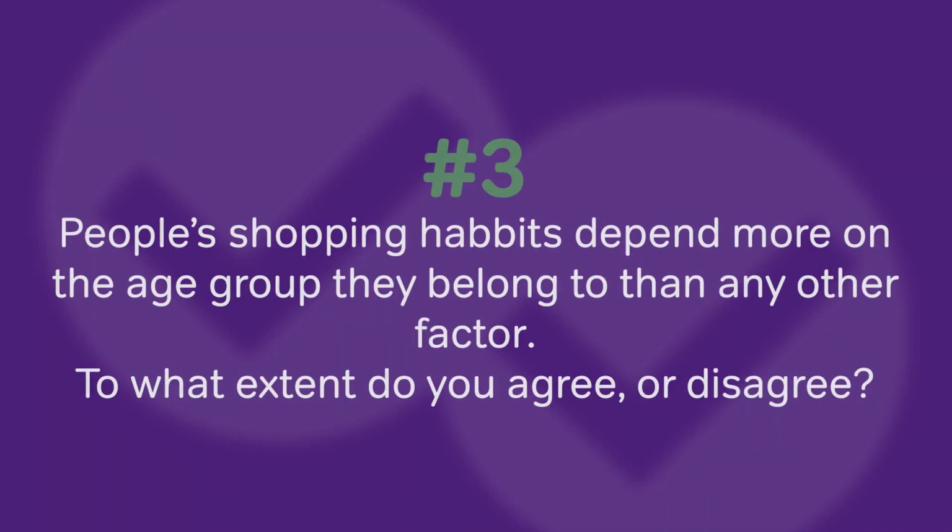So if it's easiest for you to completely agree or completely disagree, then go with that. You want to go with what's easiest and most natural. But sometimes it's easiest to take a middle position. You can partially agree or partially disagree with the statement, and in that case, you need to do a couple of different things in the organization of your essay. All right, so let's take a look at a third essay prompt to consider for this one. Okay, so the third one we have: people's shopping habits depend more on the age group they belong to than any other factor. To what extent do you agree or disagree?